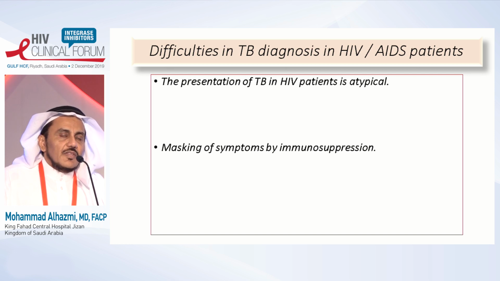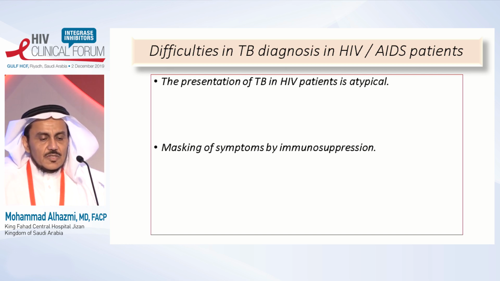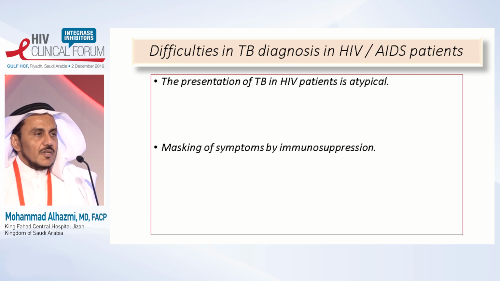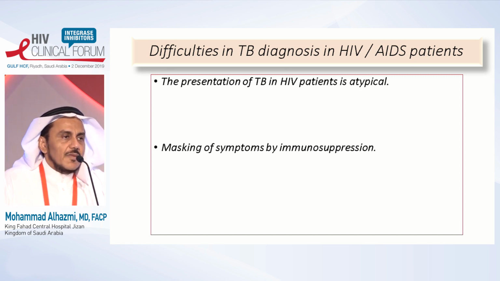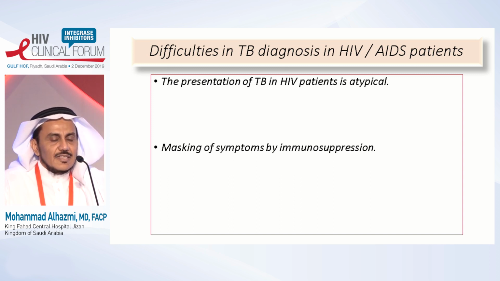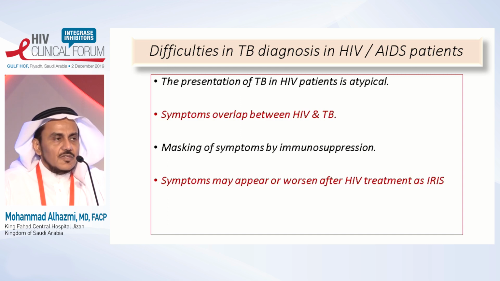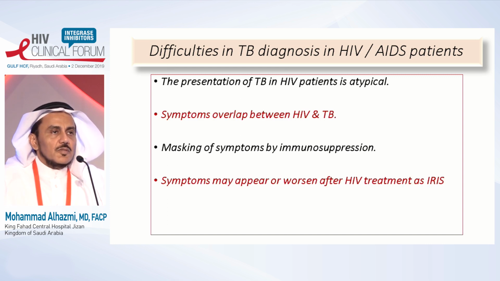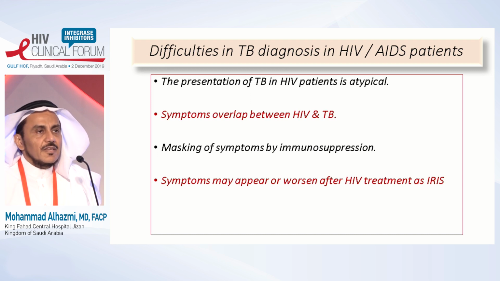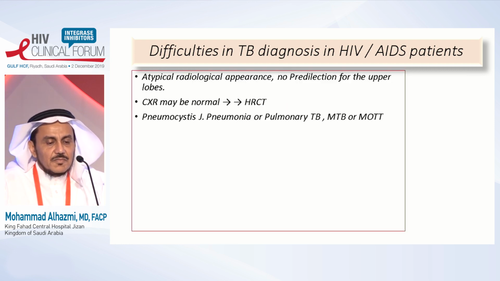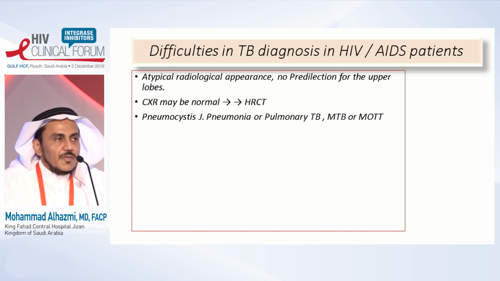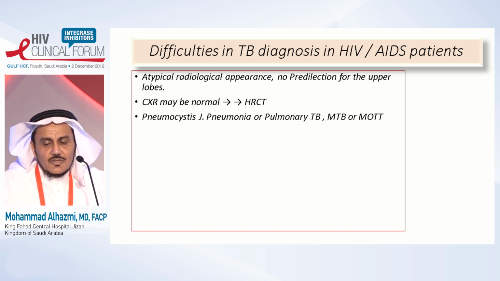Diagnosing TB in HIV is another dilemma, because the presentation of tuberculosis among HIV patients is not typical, and even the symptoms will be masked by the HIV itself. Severe immunosuppression makes patients less likely to be symptomatic from their tuberculosis. Maybe the first time they develop symptoms is after you initiate antiretroviral therapy, as part of IRIS manifestations. The X-ray is not typical. You may need to go for a high-resolution CT scan. If you see a finding, it could be pneumocystis, it could be mycobacterium other than tuberculosis.